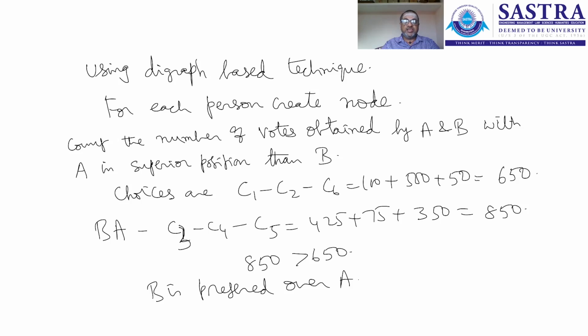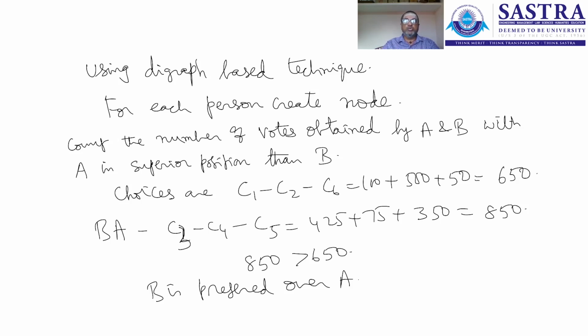850 is greater than 650, and therefore I conclude that B is preferred over A. Now I am not going to discuss how you construct the edges. For every person you create a node. Now I have to construct the edges, and the edges are being constructed in a peculiar way which suits the convenience of everyone.